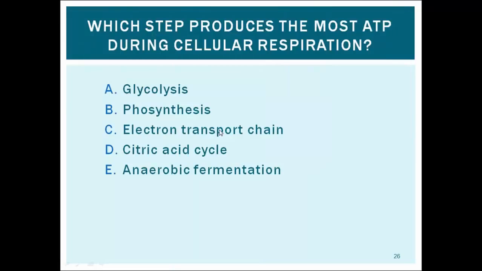Which of the steps produces the most ATP during cellular respiration? Glycolysis is the first step, citric acid cycle is the second step, and electron transport chain is the third step. And it's that electron transport chain that produces the most ATP. Photosynthesis, which takes place in plants, does not take place here, and anaerobic fermentation is another process that takes place in yeast and bacteria that will produce carbon dioxide as well, but it does not require oxygen.